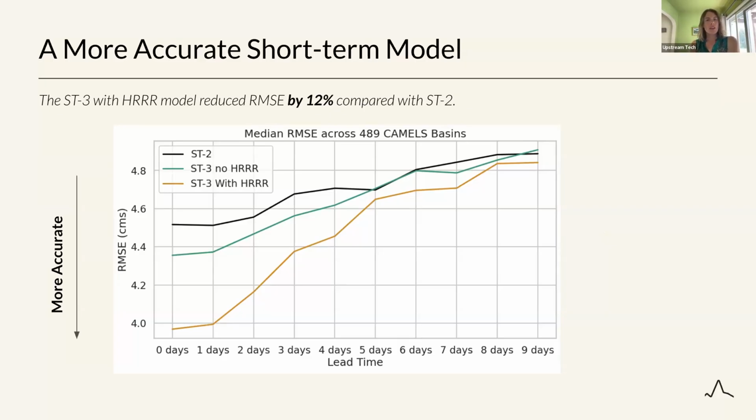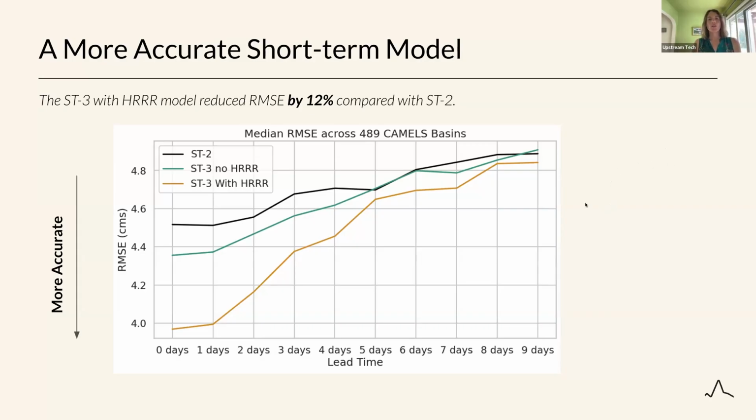Then the green line is the ST-3 model without HRRR. So the difference between the black and green line is really that data augmentation. We're training on many, many more samples, but we hadn't put in HRRR yet. Then the orange line is including HRRR. So we've really dropped the RMSE down quite a bit, especially in the first 2 days. And that's because the horizon of HRRR is 48 hours long. So we're pretty excited to see that. So that's where we begin. We begin with this core model.